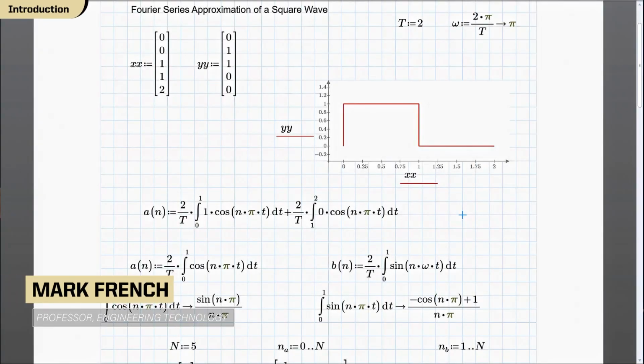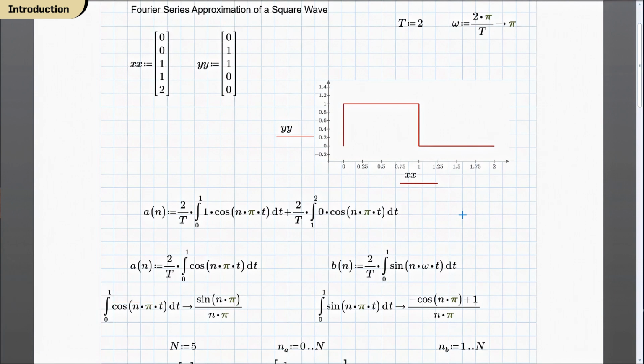Okay, now let's do a Fourier series approximation of a square wave. Now we're going to start in Mathcad Prime. This is kind of a math scratch pad, I think you might call it. It's really easy to read and it's pretty easy to work with. It's a great way to do sort of homework-sized problems, maybe a little bigger.